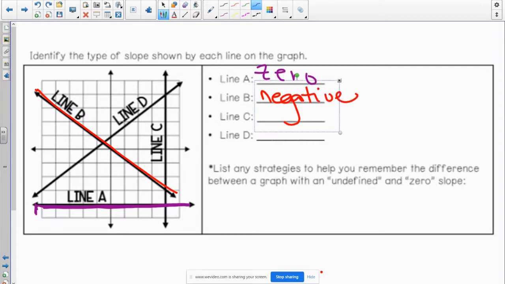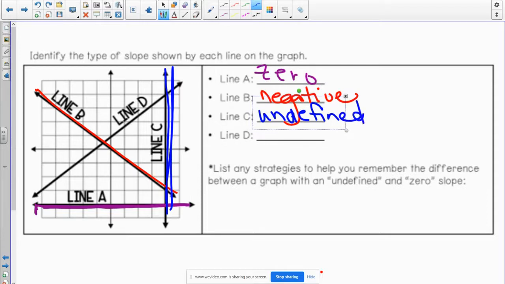If I look at line C, and this one really doesn't have a left or right, but anything that's vertically up and down, it's undefined. Personally, if I think about if I was skiing that and I was up there looking down, that was my slope, that would be a totally undefined feeling.